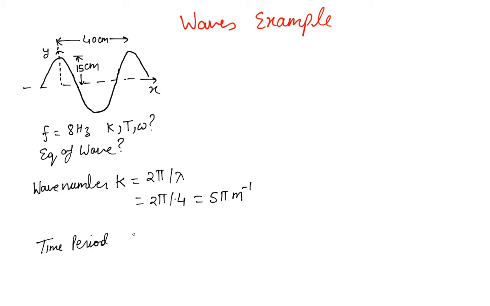Okay, what is time period? We know time period is defined as 1 over frequency. So this is going to be 1 divided by 8, which is 0.125 seconds.